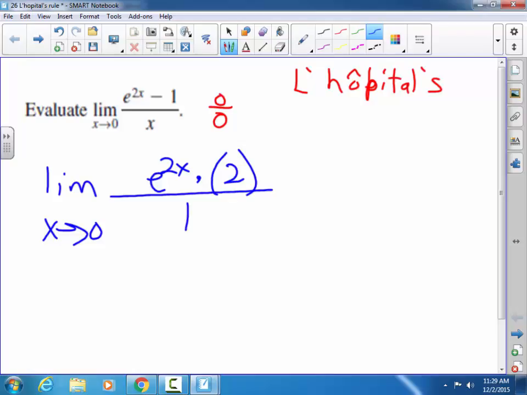Why? We know we can evaluate it now. Now we can just evaluate it by plugging and chugging. If we put 0 in, e to the 0 is still 1, and 1 times 2 is 2, and 2 divided by 1 is 2, and happy dance, we just solved the problem. That's the limit.